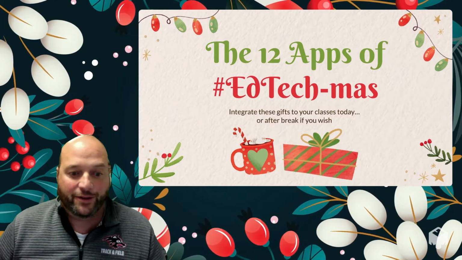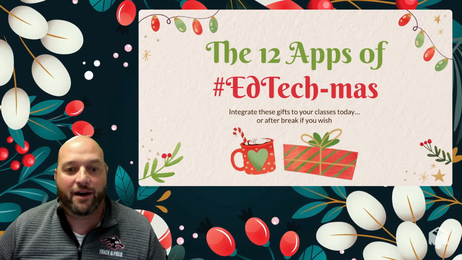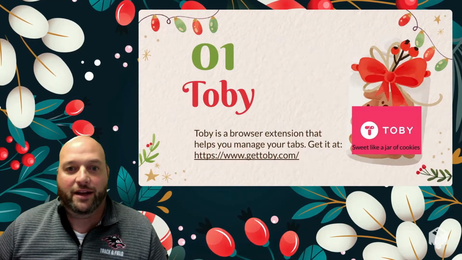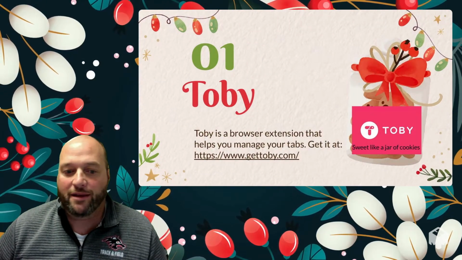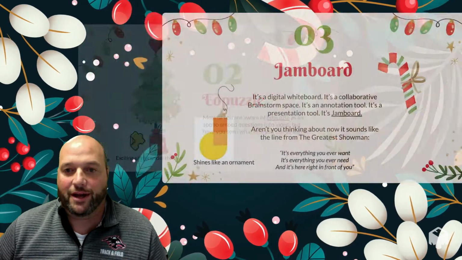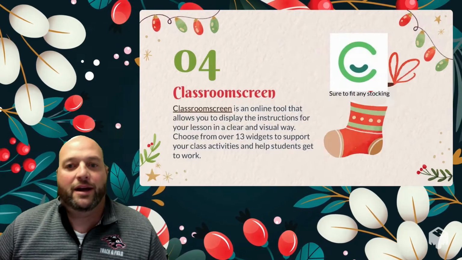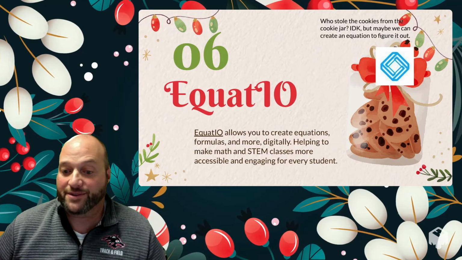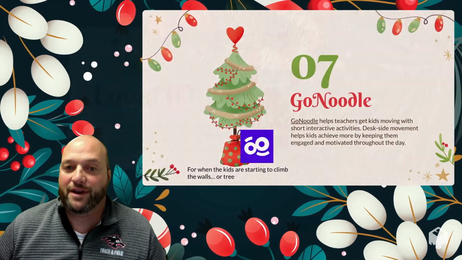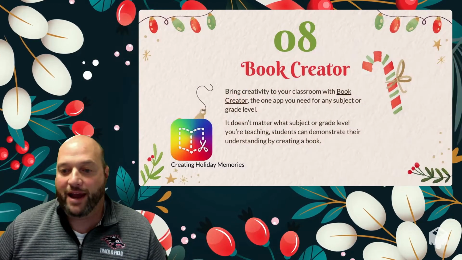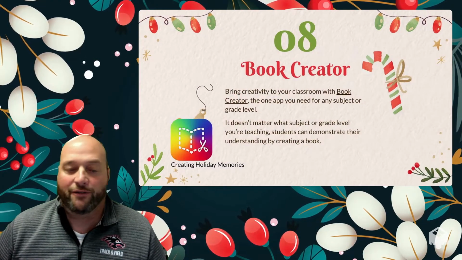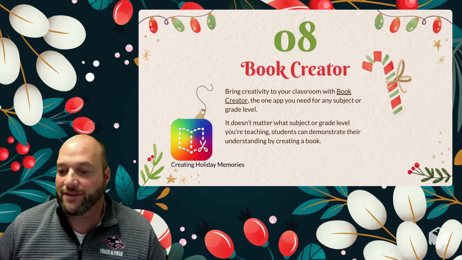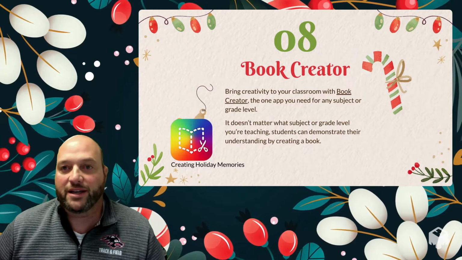Before we do get into it though, let's quickly review the other apps we've had so far. App number 1 was Toby. App 2, Edpuzzle. App 3, Jamboard. App 4, Classroom Screen. App 5, Orbit Note. App 6, Equatio. App 7, GoNoodle. And App 8 was Book Creator. Of course, all of these were described in previous episodes, and I encourage you to please check them out.